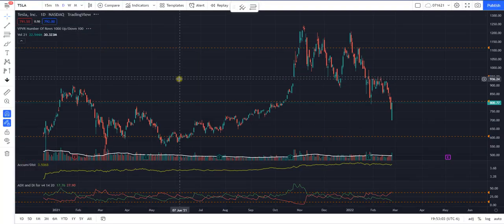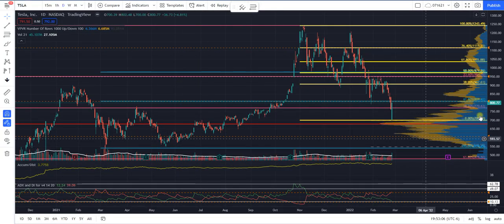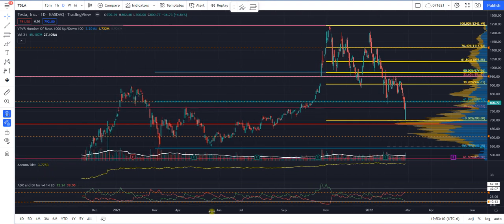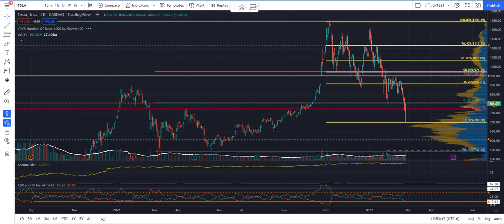Tesla is the next one. Tesla, we see testing down into this major volume node on the daily chart. Quite large, tested down into 700. Looks like the volume runs down into about 680 is that node. Price is back over the primary 38.2 at 770.63.